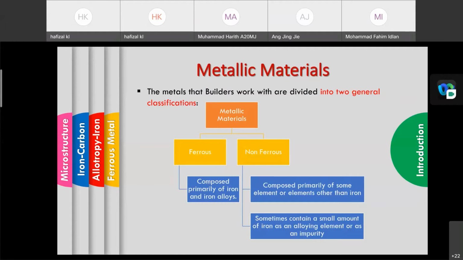For the non-ferrous, there are a lot of elements involved in combination with the foreign materials. So these are also called non-ferrous alloys.